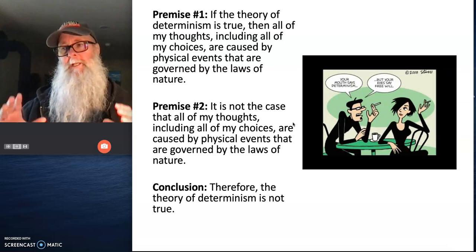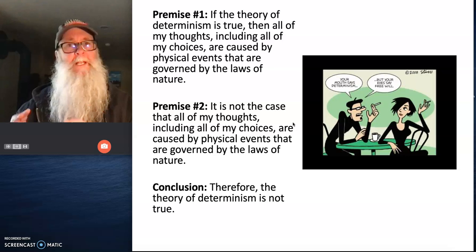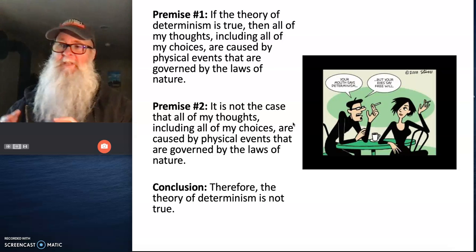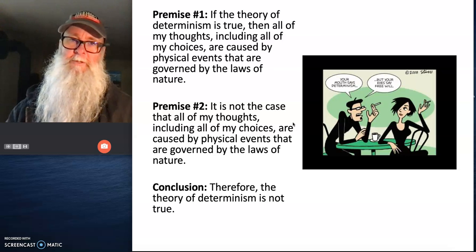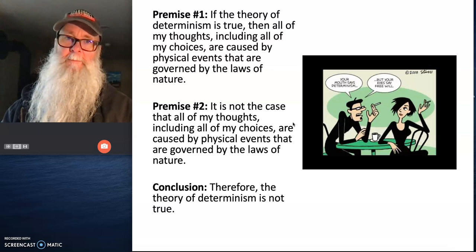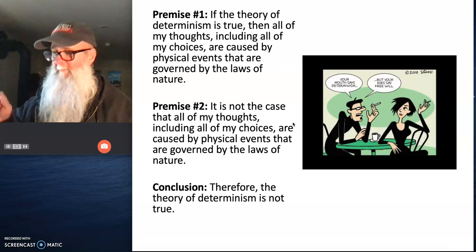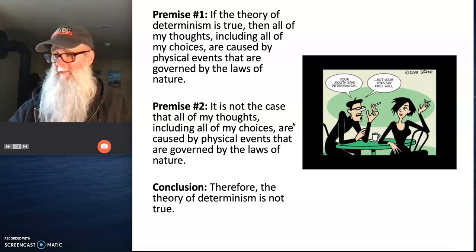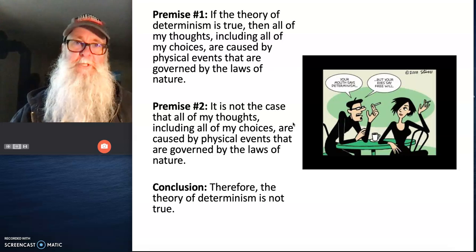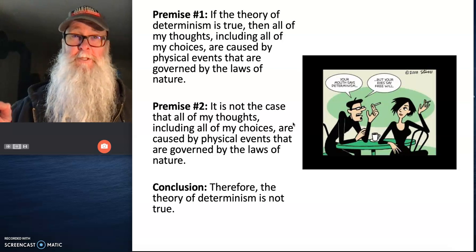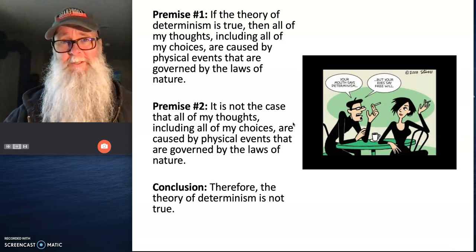And the structure is such that the way that the ideas are arranged in the premises guarantees that that conclusion will be true if we accept the premises are true. So if we believe premise number one is true, and if we believe premise number two is true, we cannot reject the conclusion. We'd be doing something irrational if we did that. The conclusion has to be true if the premises are true.